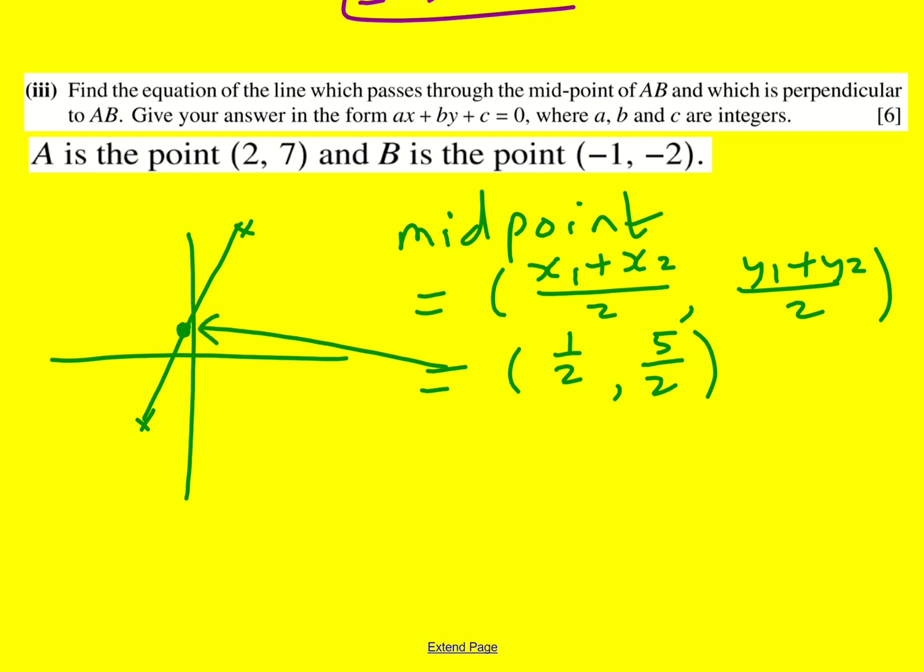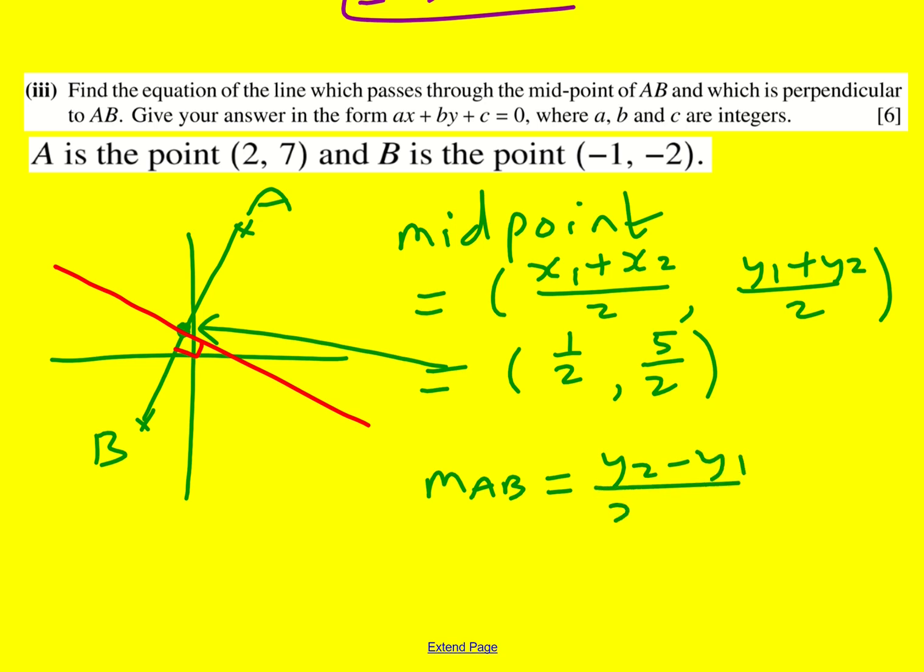Then I've been asked for the equation of the line that goes through this and is perpendicular to AB. So it's going to be like this, and it's going to be at a right angle. Okay, first things first, let's find the gradient of AB. MAB, that's what I mean by that. That's going to be y2 minus y1 over x2 minus x1.